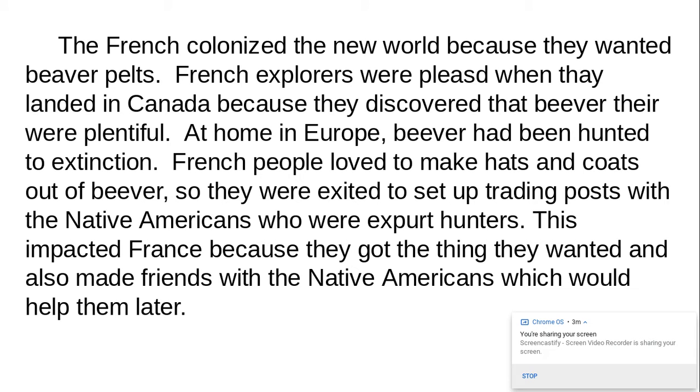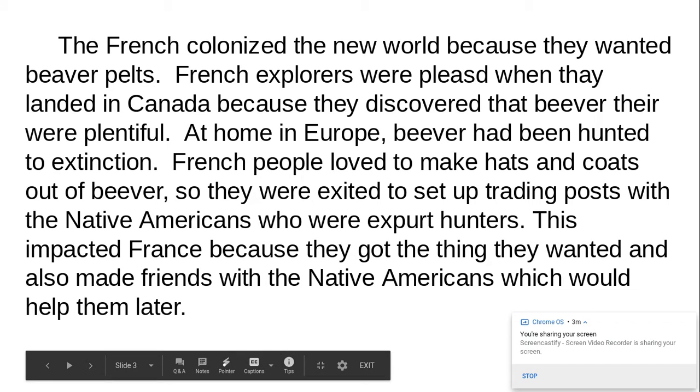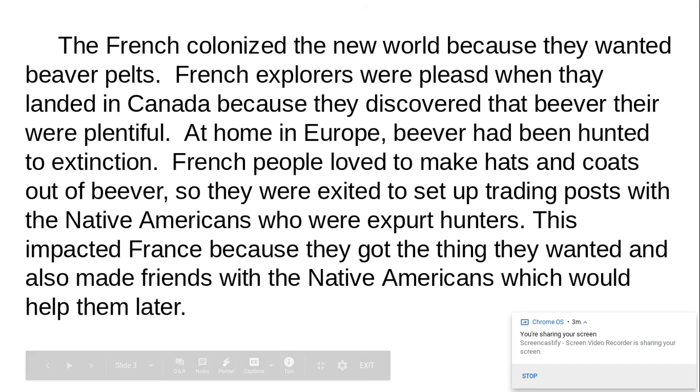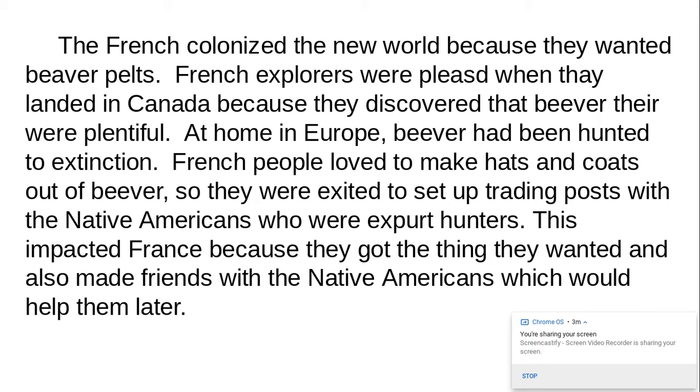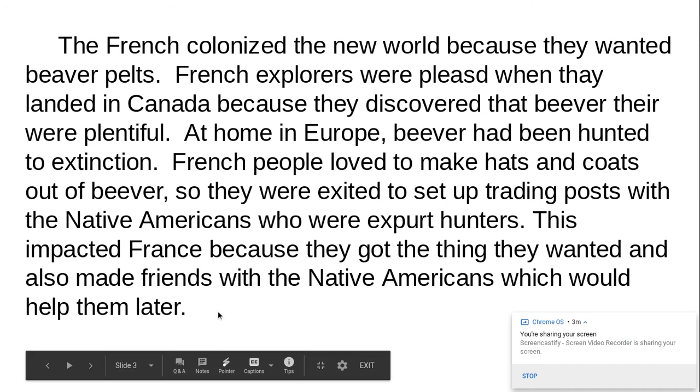The French colonized the New World because they wanted beaver pelts. French explorers were pleased when they landed in Canada because they discovered that beaver there were plentiful. At home in Europe, beaver had been hunted to extinction. French people loved to make hats and coats out of beaver, so they were excited to set up trading posts with the Native Americans who were expert hunters. This impacted France because they got the thing they wanted and also made friends with the Native Americans, which would help them later.